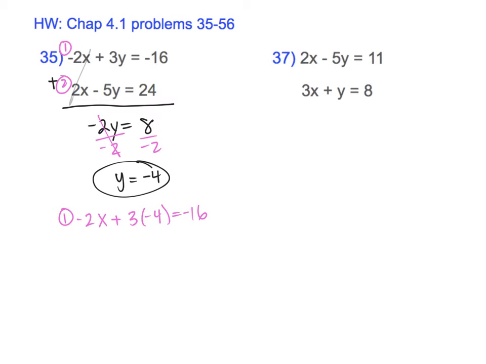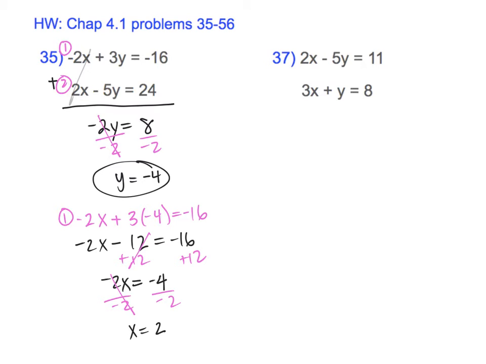So if I work this out, this is -2x minus 12 when I multiply. And then I would have to add 12 to both sides. That cancels. -2x comes down. -16 plus 12 gives me -4. Yes. So then from there, I'm going to be dividing both sides by -2. That cancels. So x is equal to +2.